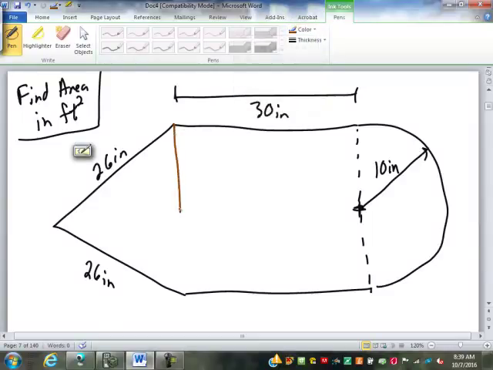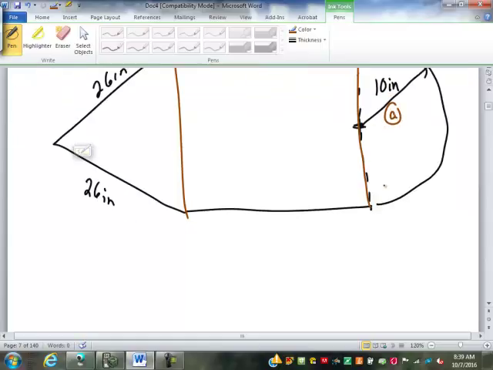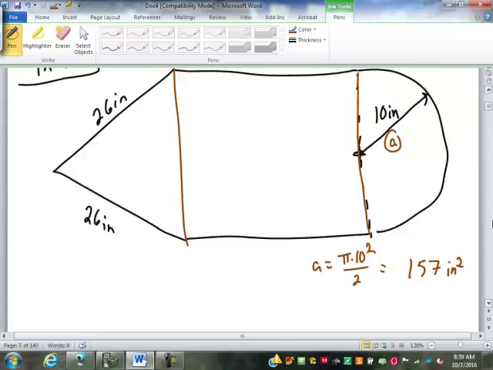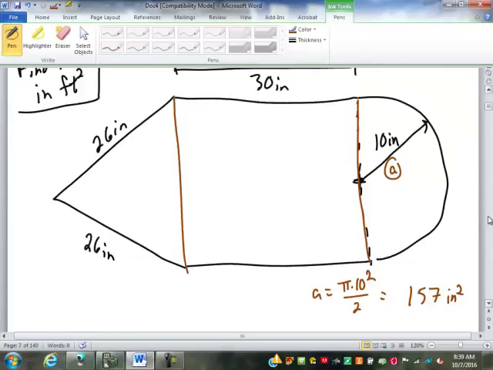Okay, let's take a look at this one. We've got three shapes here. We've got a rectangle, a half circle, and a triangle. Let's find the half circle first. How do we find its area? 10 squared times 5 divided by 2. 5 times 10 squared divided by 2. 157? Probably.